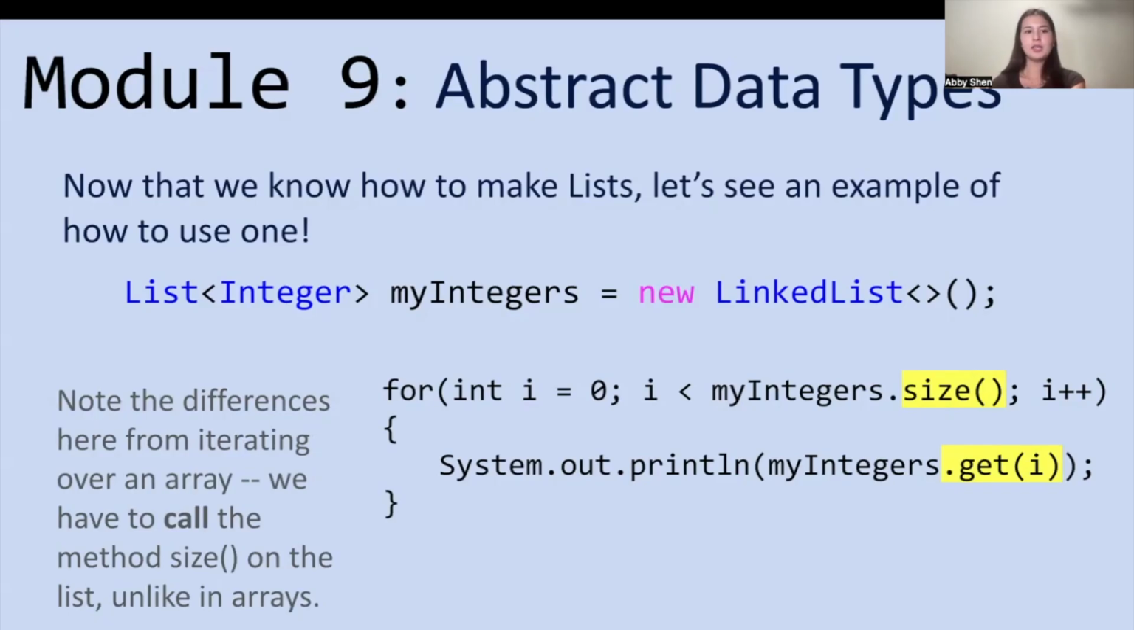So note these differences between a list and an array. I know this can be a part that gets a little tricky or just confusing to remember, but just note these differences. And this is because we have to call these methods on the data type instead of just indexing.